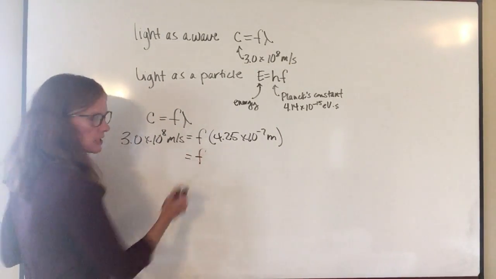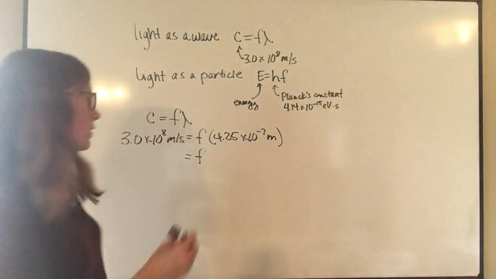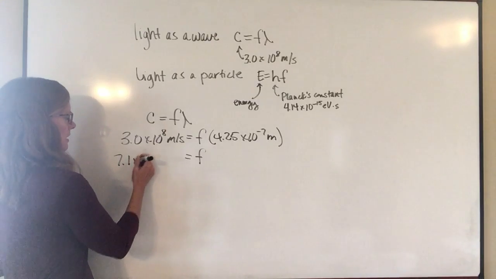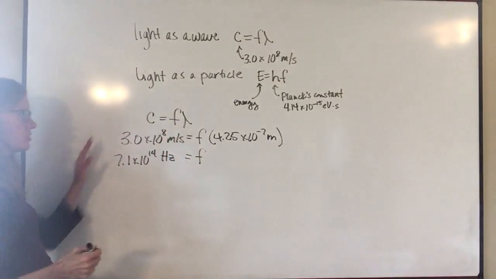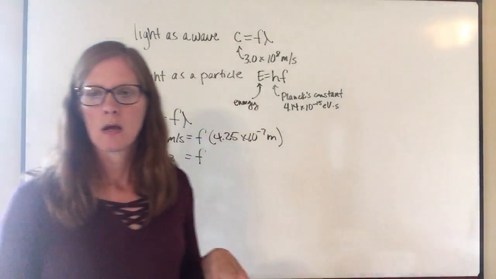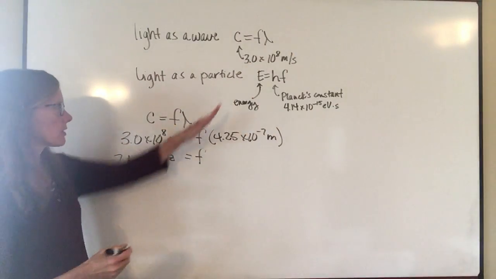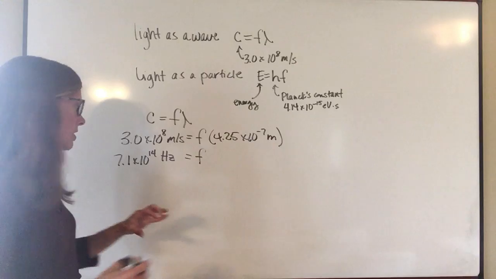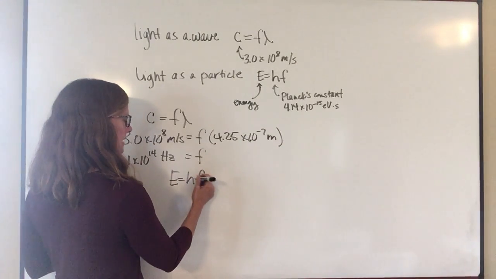So the frequency, when I divide this out, is going to be 7.1 times 10 to the 14th hertz. Okay, two significant figures because I only know the speed of light to two significant figures. Okay, so there's the frequency. Now I can calculate the amount of energy that these photons of light have. So energy equals h times f.